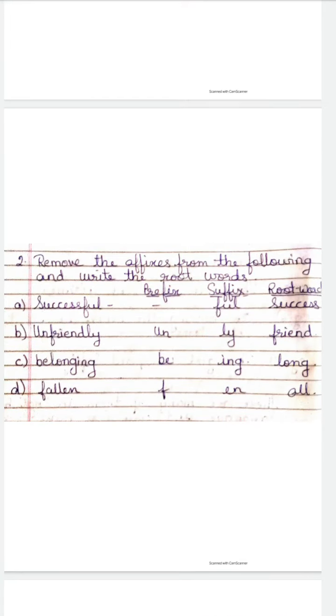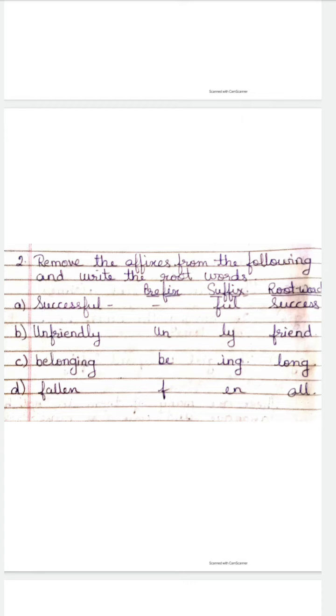The second type of question which can be expected in your do as directed is remove the affixes from the following and write the root words. That is, you have to remove the prefixes and the suffixes, if any, from the given word. I have given the word also, and the way I have written the answer, you have to write the same type, or you can follow the method of your teacher, whatever your teacher teaches you.